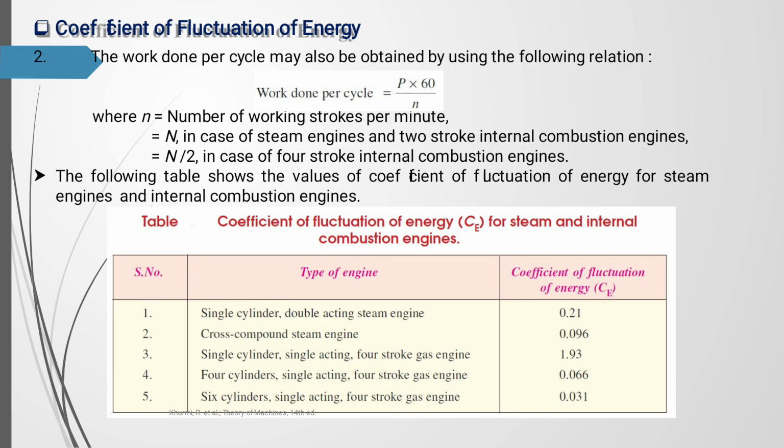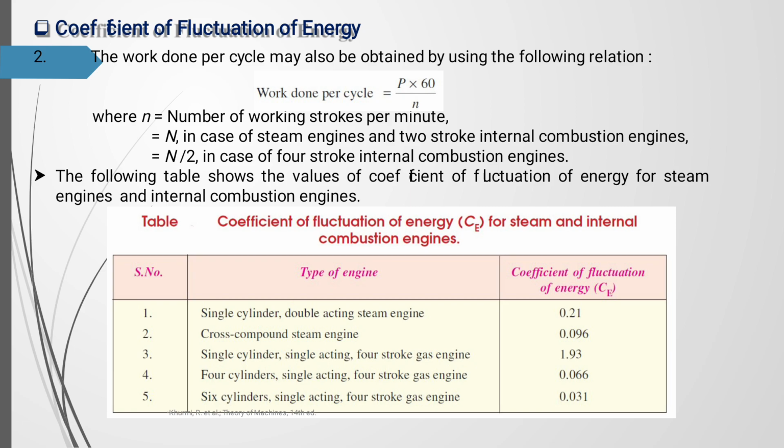Here, some values of the coefficient of fluctuation of energy for steam and internal combustion engines are given. A single cylinder double acting steam engine has a CE value of 0.21, a cross compound steam engine 0.096, a single cylinder single acting four stroke gas engine 1.93, and like that, another two cylinder engines are given. If needed, we can take these in our problem.